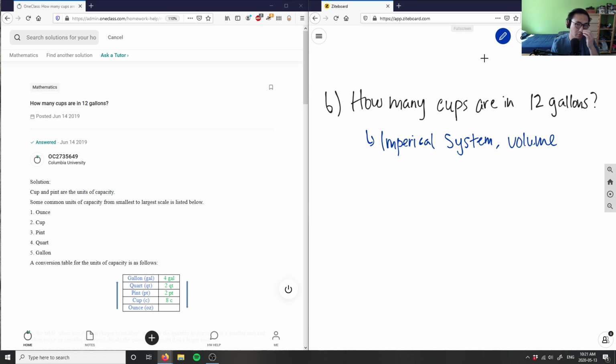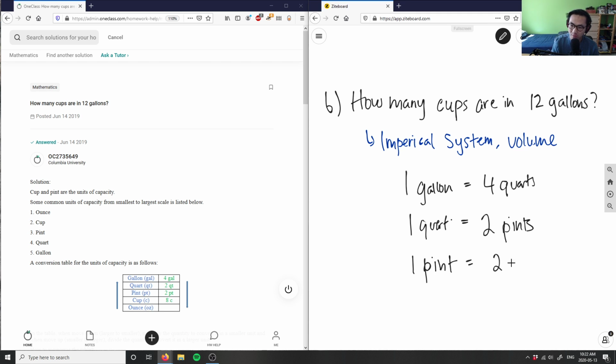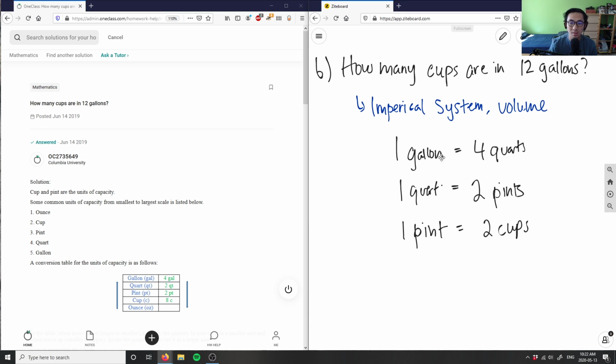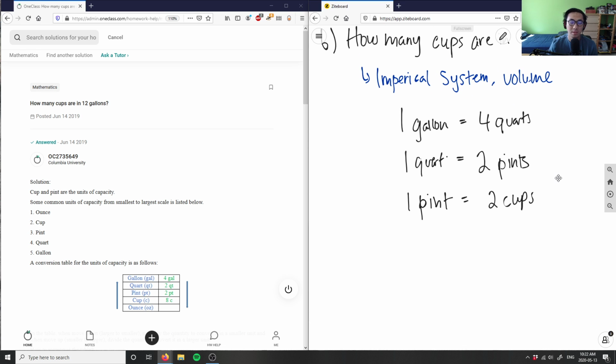So we know our conversion factors, right? 1 gallon equals 4 quarts, 1 quart equals 2 pints, and 1 pint equals 2 cups. So I want to figure out how many cups are in 12 gallons. As you can see, we can't convert directly from gallons to cups. We've got to go through specific steps, right? So we're going to use this concept again of unit analysis, basically the same thing as what we were doing in the previous question.